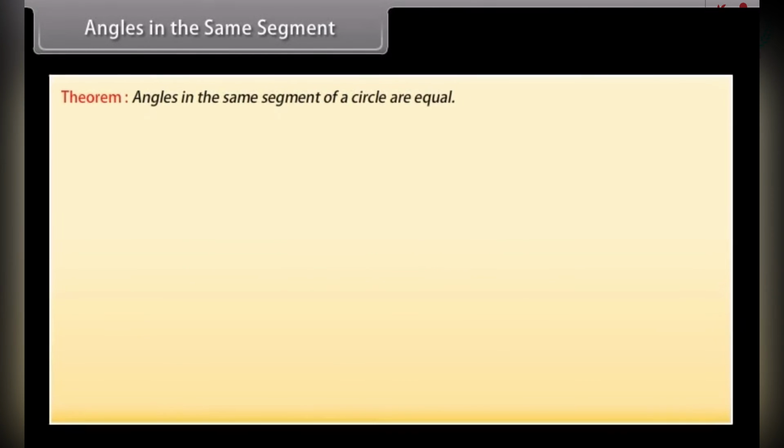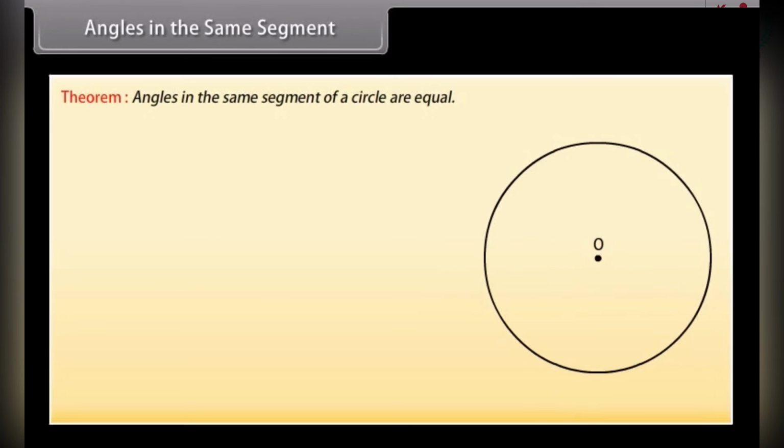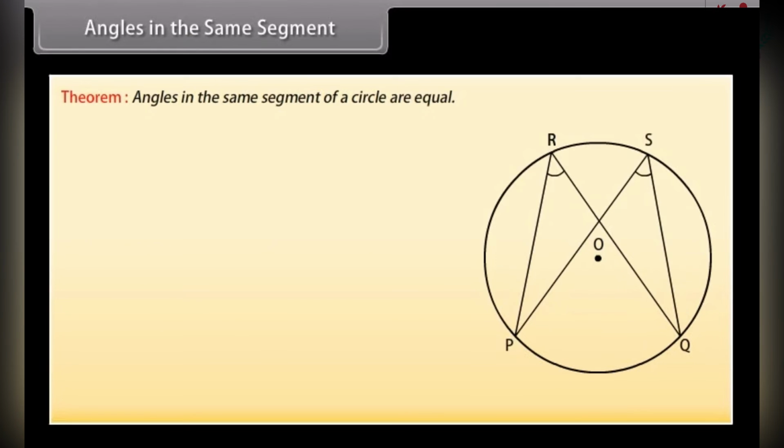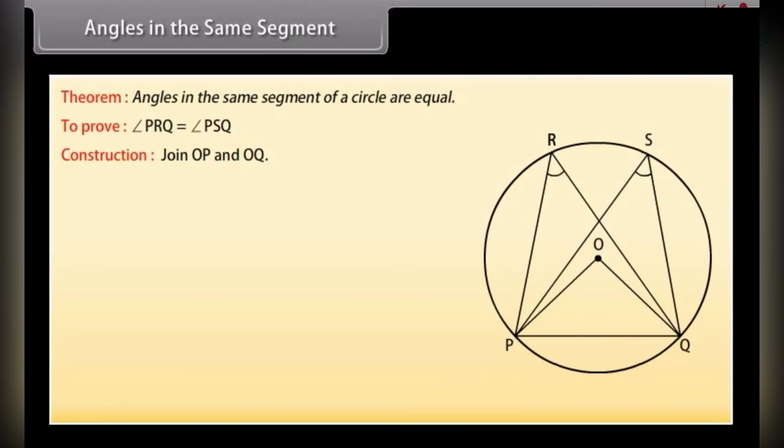Angles in the same segment. Theorem: angles in the same segment of a circle are equal. Given a circle with center O and the angles PRQ and PSQ in the same segment formed by the chord PQ or arc POQ. To prove angle PRQ is equal to angle PSQ. Construction: join OP and OQ.